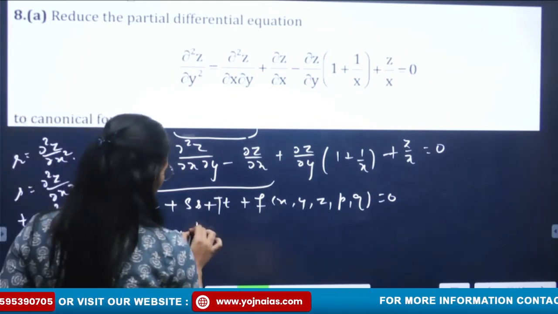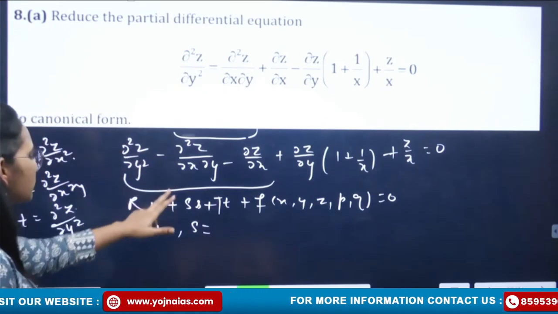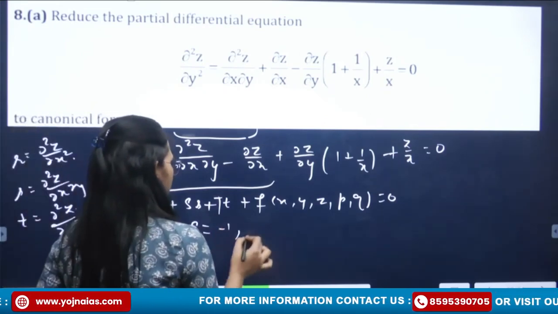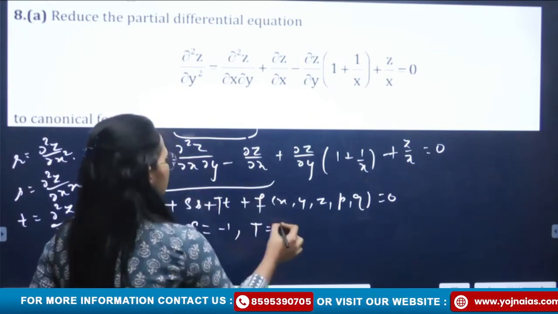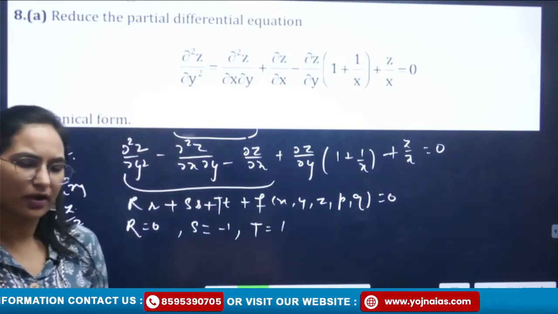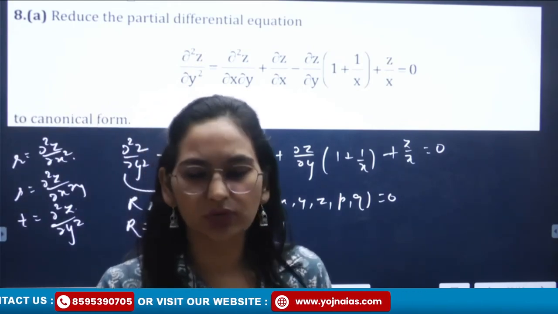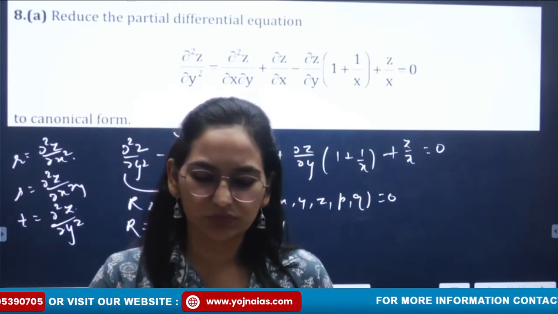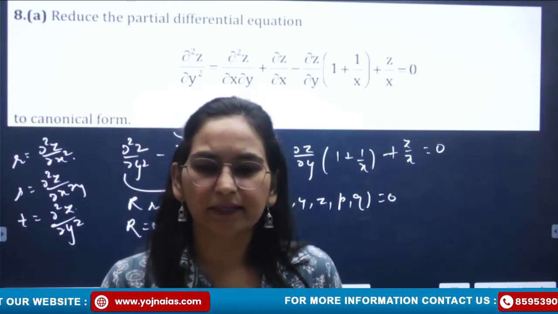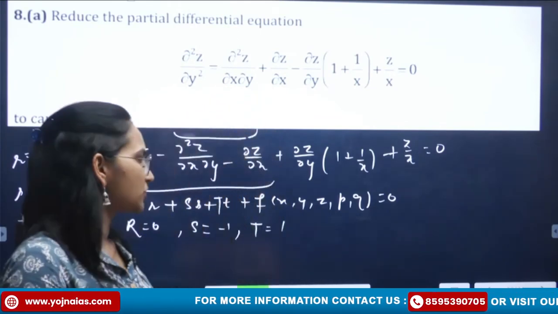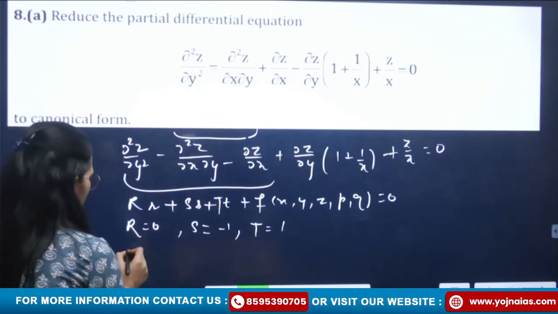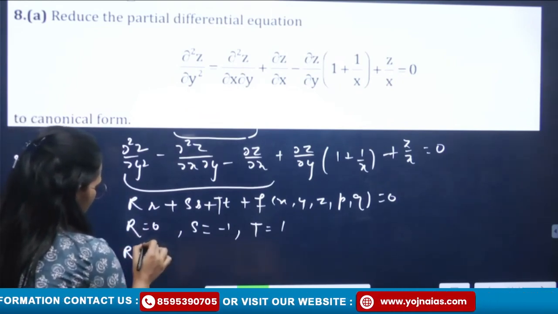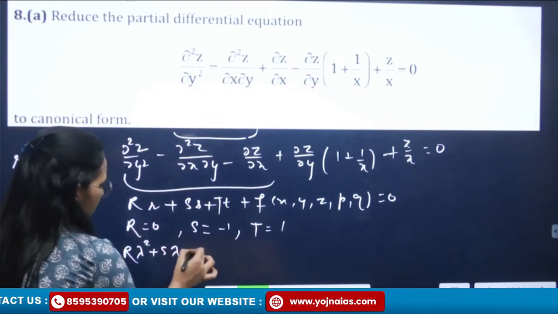Then capital S is minus 1, and then we have t is equal to, what is t? Plus 1. After finding this out, we need to construct two solutions, and they would be provided using the characteristic equation. Characteristic equations are found using the construction of a polynomial equation, which consists of r lambda square plus s lambda plus t is equal to 0.